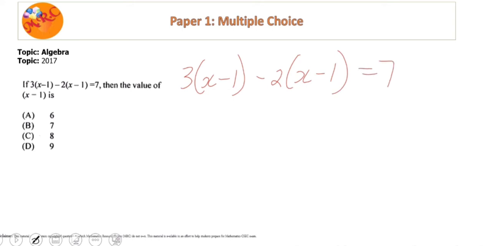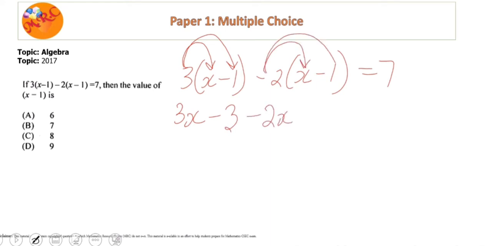So let's go. We're going to distribute. 3 times x gives us 3x. 3 times negative 1 gives us negative 3. Negative 2 times x gives us negative 2x. And negative 2 times negative 1 gives us positive 2, equals 7.